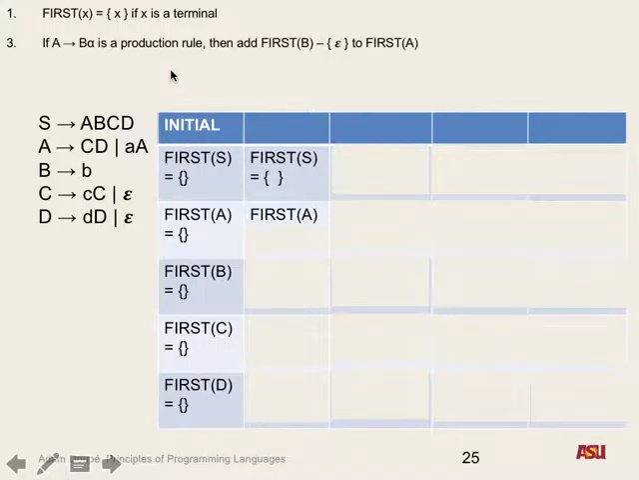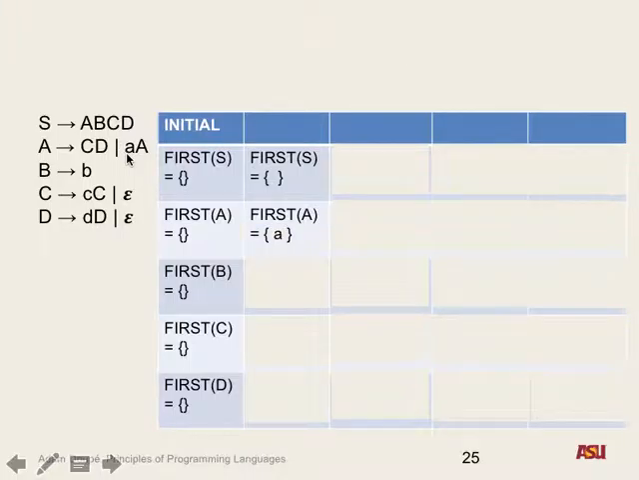And then I ask again. I can ask again. Rule 4. Does rule 4 apply? There's no epsilon in the first set of little a. So no, I don't go on. And so I'm done. So now I say, the first of a is little a. Makes sense.